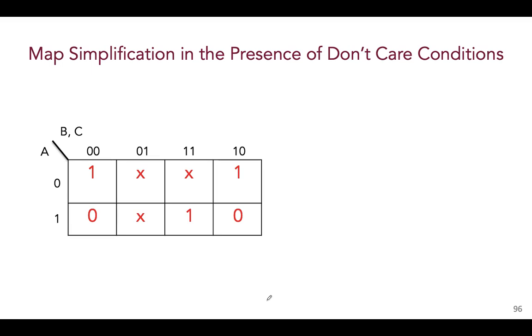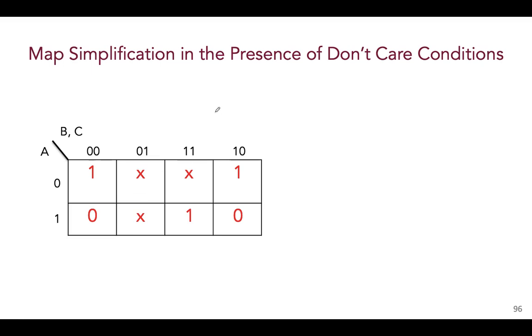If on the other hand we were simplifying the map in POS form, we would have to consider that these X's are 0s, all right? So based on our requirements, we can pretend that this X is a 1 or a 0 and then make the groups like we used to.